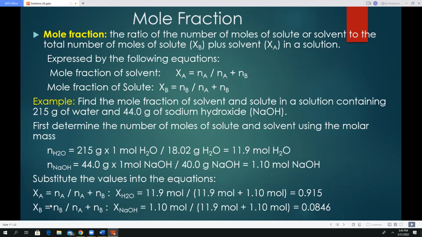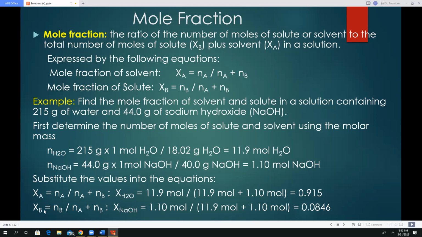Then you're going to plug the values into the equation. So you've got XA, the mole fraction of A, which is the water, equal to the moles of A over the moles of A plus B. And it gives you 0.915. This has no unit because they're both moles.